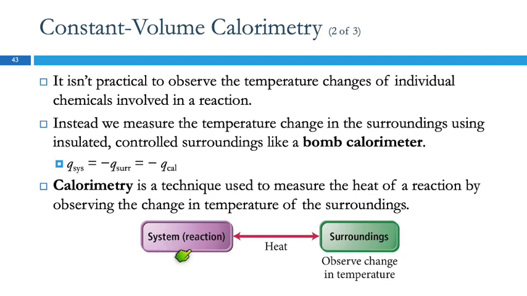So we've got the system, this reaction, and we often want to know, well, how much energy does it give off, or how much energy does it absorb? And one way to measure that is to allow it to exchange heat with the surroundings, look at the change in temperature of the surroundings. Q equals mc delta T. We can figure out how much heat was given off or absorbed by the reaction.